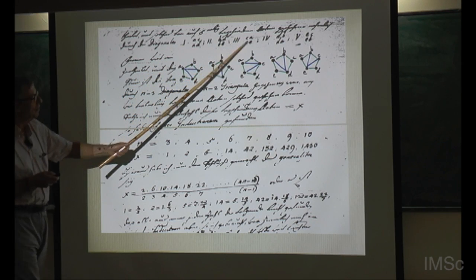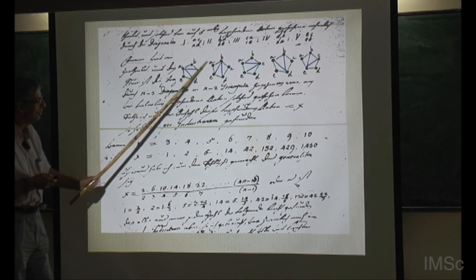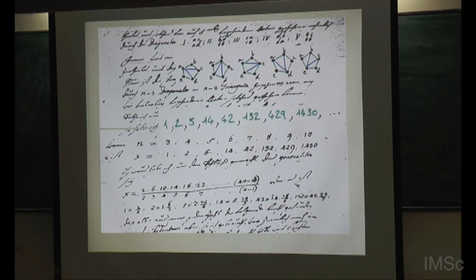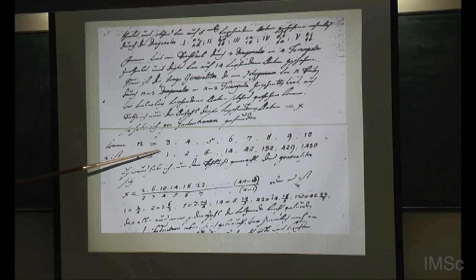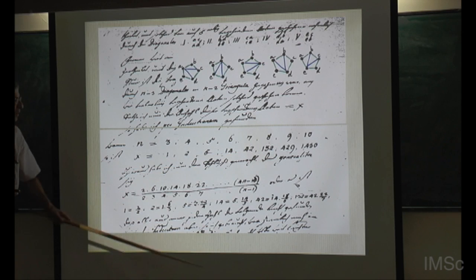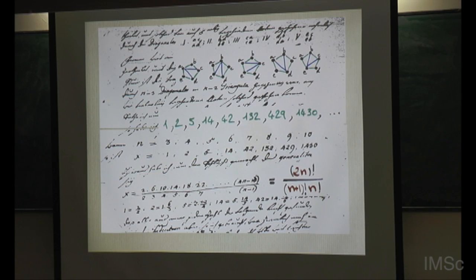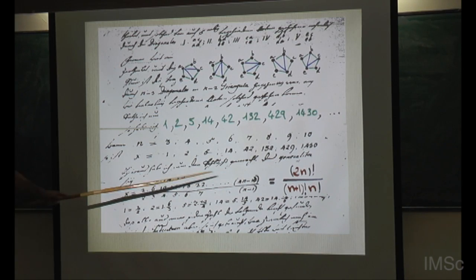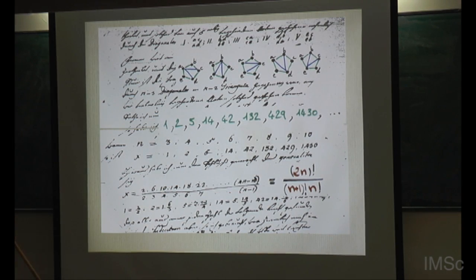Here are the 5 triangulations, in this notation, of this regular polygon with 5 vertices. And then here is the Catalan number. 1, 2, where are they? 1, 2, 5, 14, 42. So here is the Catalan number. And he even has the formula. He gets the explicit formula. This is, in this notation, 1 over n plus 1, the binomial coefficient 2n choose n.